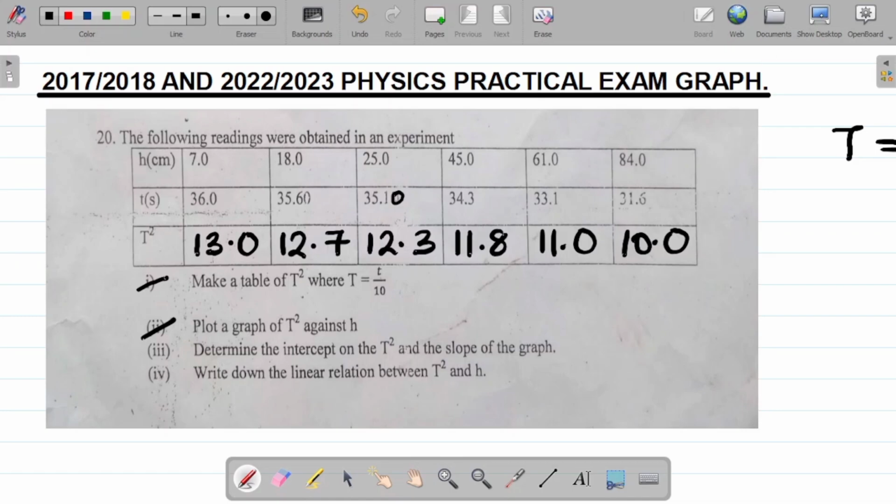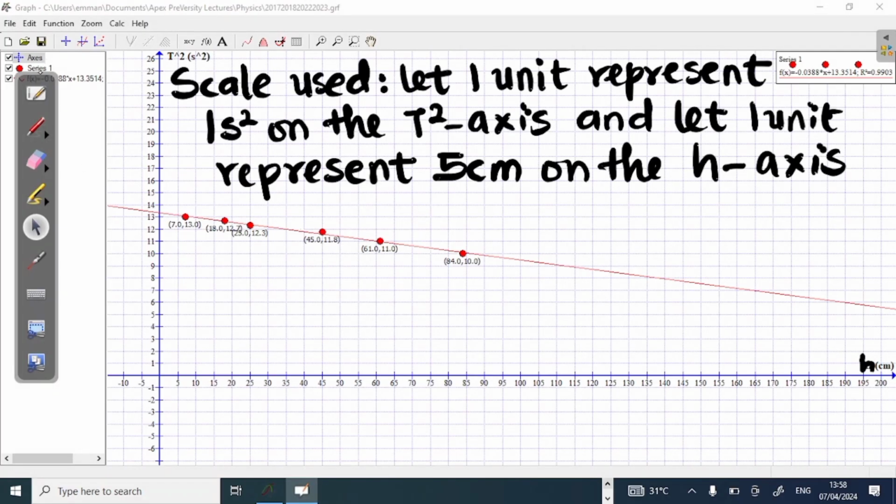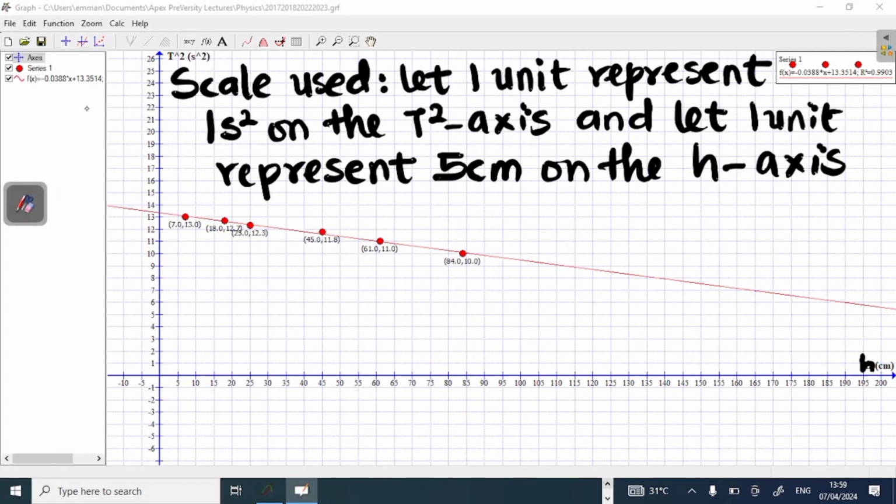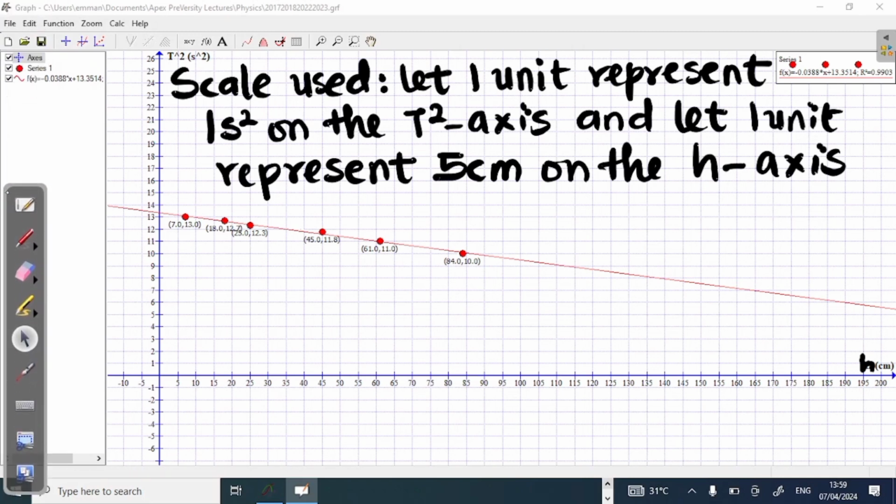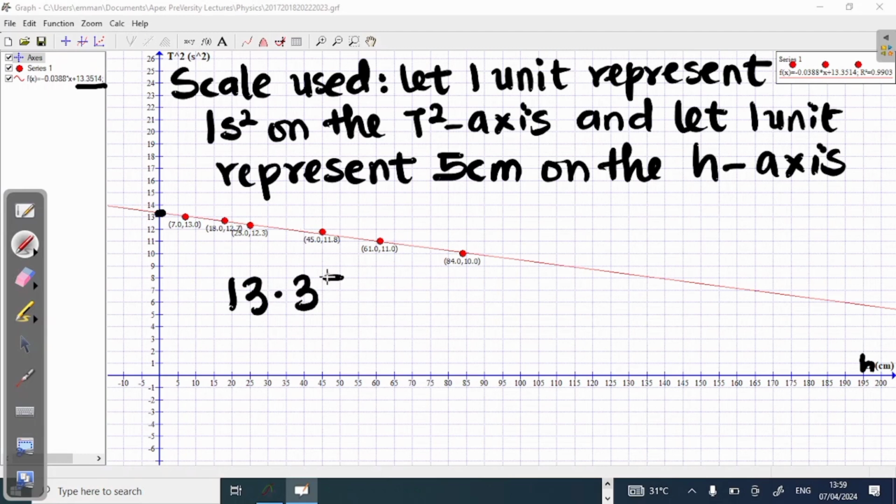So I'm looking for the intercept on the t squared axis. Luckily, the software gives me the intercept here, this value. From here, we can see that the intercept, which is this point where this line crosses the y-axis, which is the t squared axis, is about 13.35. Since this axis is in second squared, that becomes second squared. So I'm having 13.35. That's the intercept on the t squared axis.